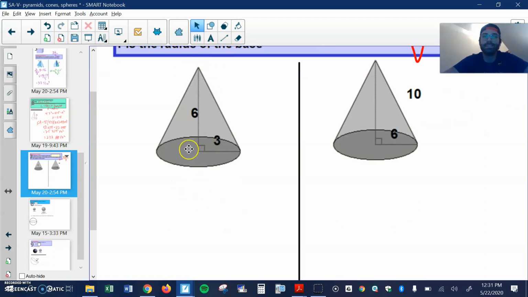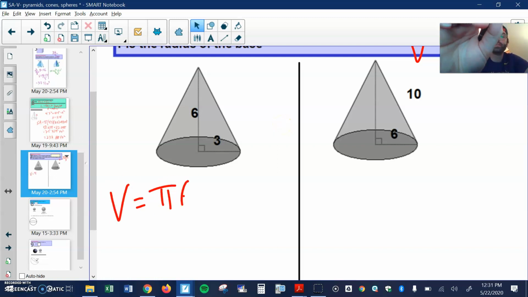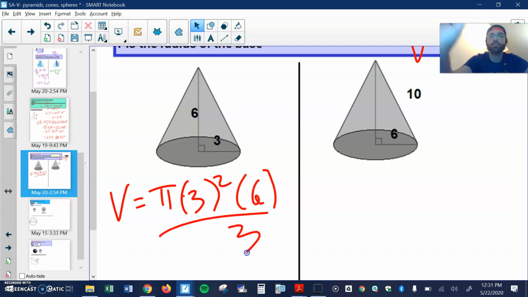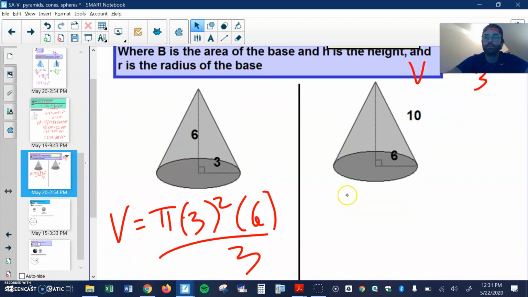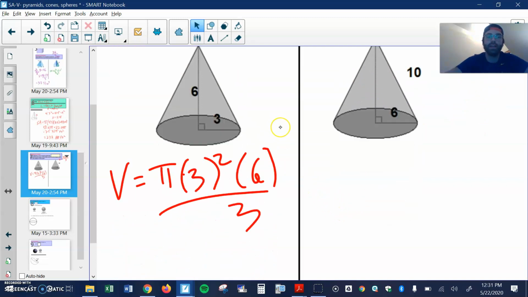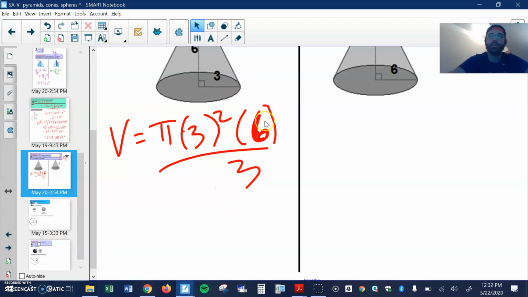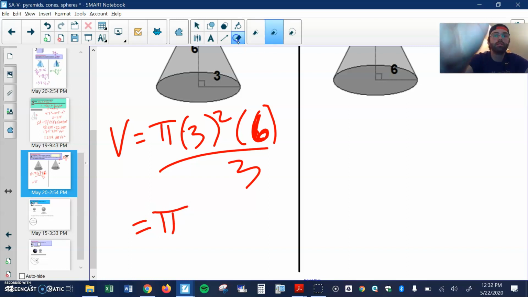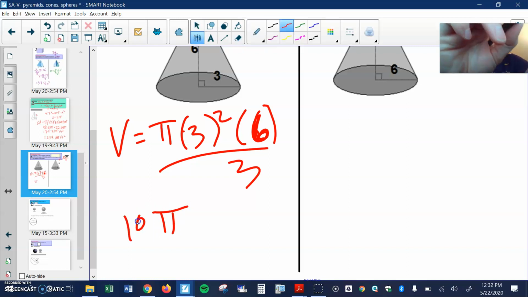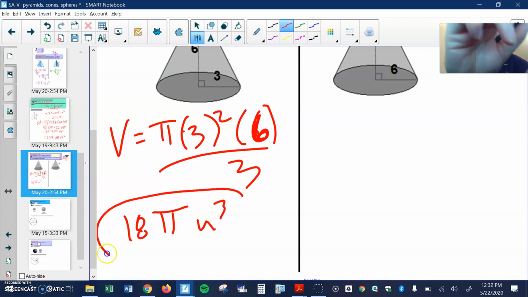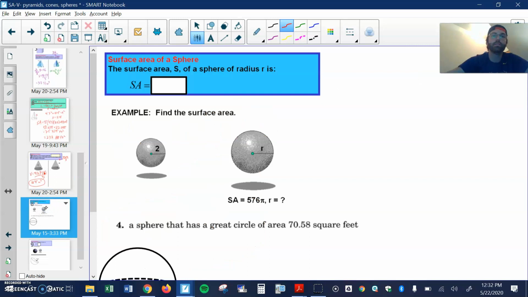All right, so this is the height of this shape here. So this one's pretty straightforward. Pi times 3 squared times 6 over 3. Okay. This one I would actually have to find the height. All right. So this ends up being, what is that? 9, 9, 9, 2, 18 pi units cubed.